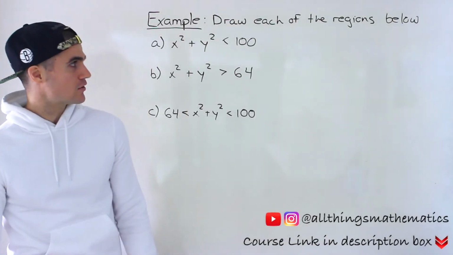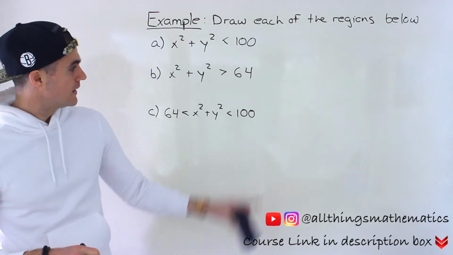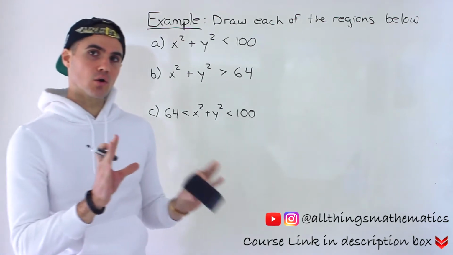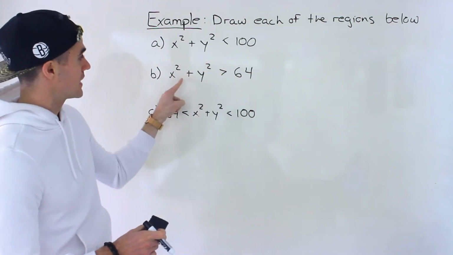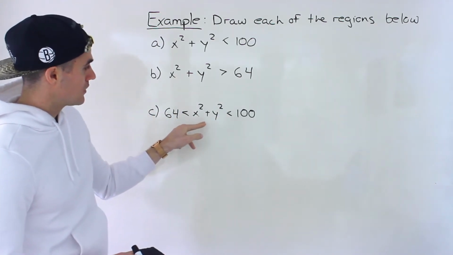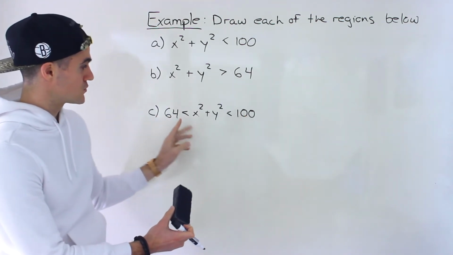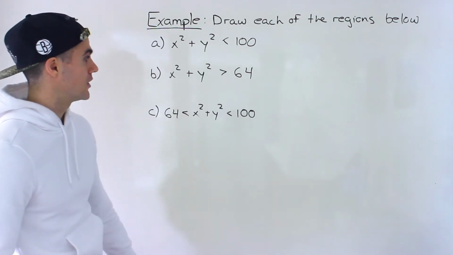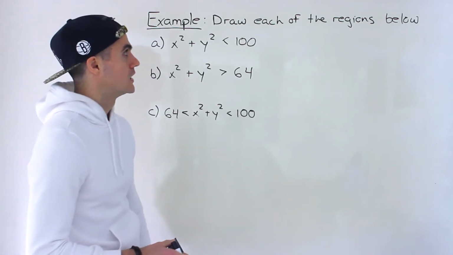Moving on to another question dealing with circles. So we have to draw each of these regions over here. Notice these are inequalities. We have x squared plus y squared is less than 100. X squared plus y squared is greater than 64. And then over here, x squared plus y squared is in between 64 and 100. So it's greater than 64, but it's less than 100. This is a fairly unique question, one that we haven't covered yet.